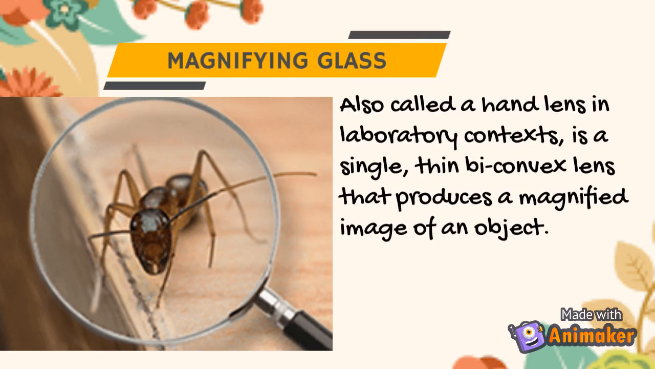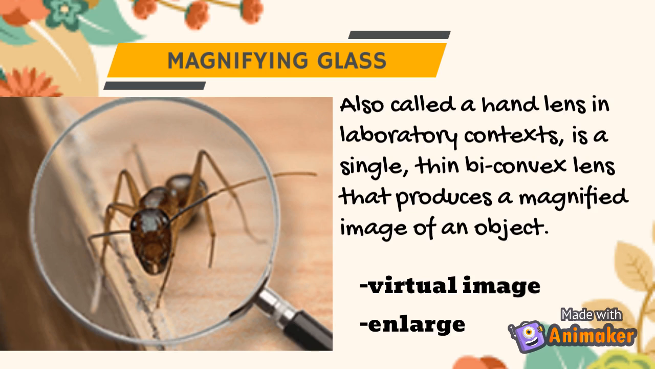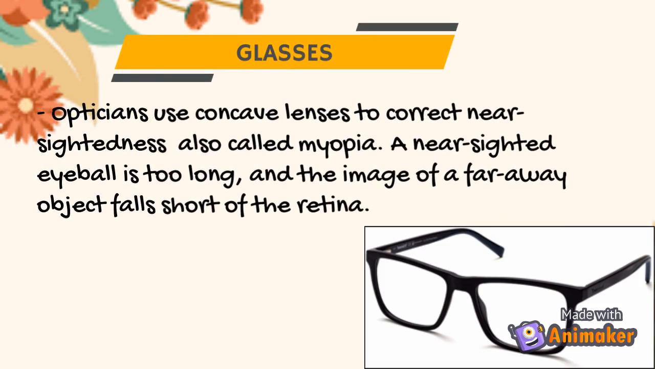Next is a magnifying glass, also called a hand lens in a laboratory context. It is a single thin biconvex lens that produces a magnified image of an object. It produces a virtual image that is magnified and upright. All light rays travel to a single point.